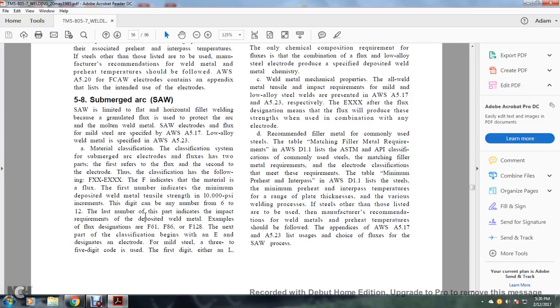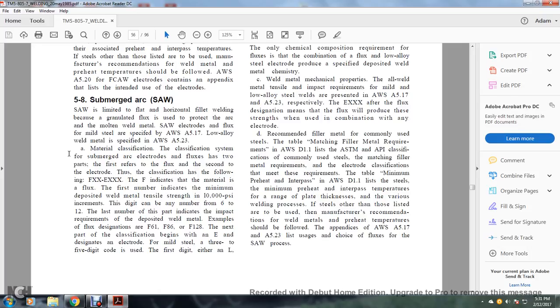Alright, submerged arc welding. Submerged arc welding is limited to flat and horizontal fillet welding because of the granulated flux used to cover the arc and the molten weld metal. The submerged arc welding electrode and flux for mild steel is specified in American Welding Society A5.17, and low alloy weld metal in American Welding Society A5.23.